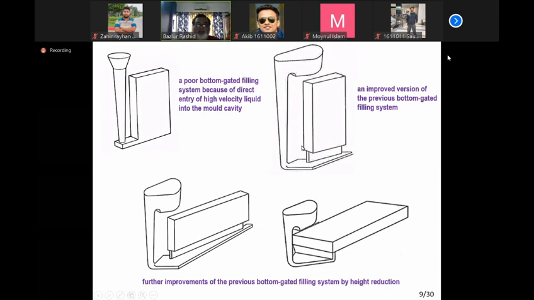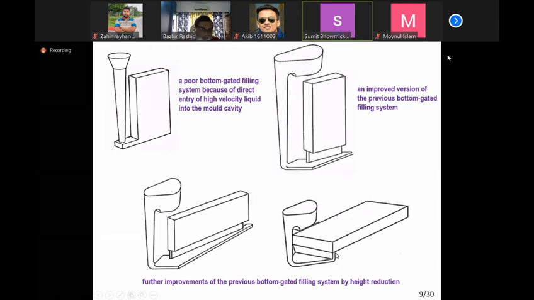Why is this good compared to this one? Because liquid metal is moving up only this much. Liquid metal here is moving from here to here. So the distance of movement of liquid metal is minimized here. So this is better than this one, but certainly this is much better compared to all these four gating systems.